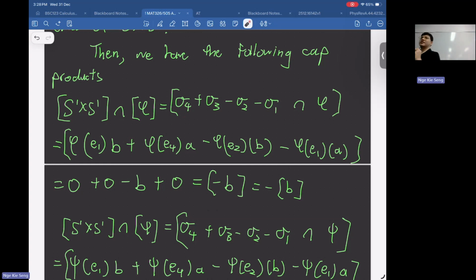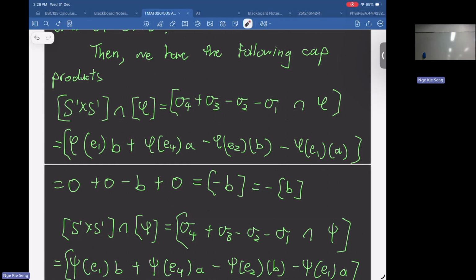Still remember the formula? We only have one simplex to apply with this phi, right? Because this phi applies on one simplex. Okay, so you can only apply on the first part of sigma 4, first part of sigma 3, first part of sigma 2, first part of sigma 1.